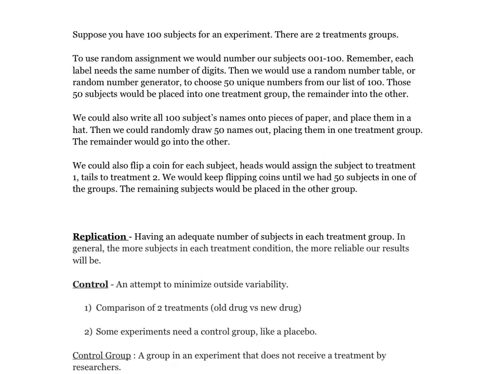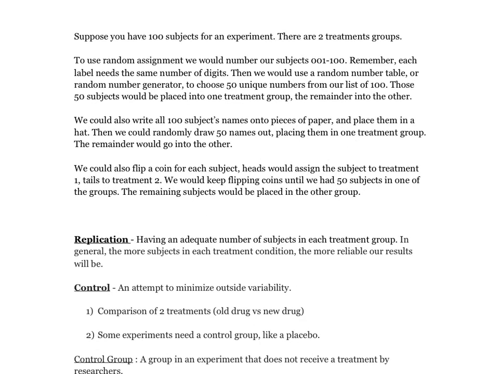Now, how would you randomly assign into treatment groups? Well, suppose you have 100 subjects for an experiment, and there are 2 treatments. I need to divide them up into 2 groups. To use random assignment, we could number our subjects 001 to 100. Remember, each label needs to have the same number of digits. Then we would use a random number table or a random number generator to choose 50 unique numbers from our list of 100. Those 50 subjects will be placed into one treatment group and the remainder in the other.